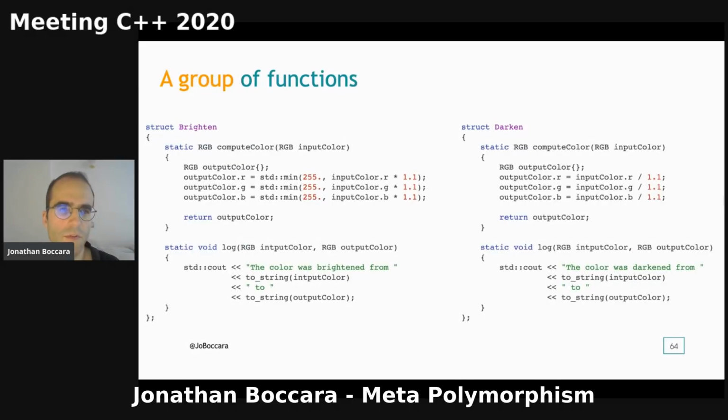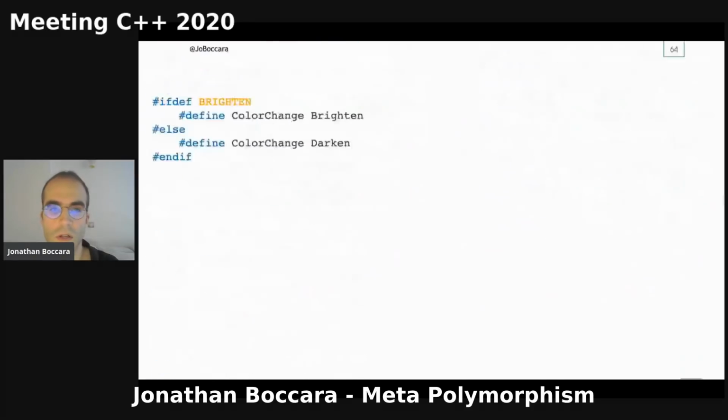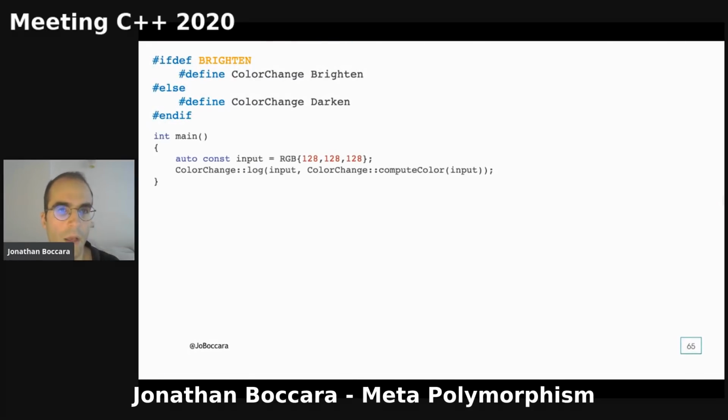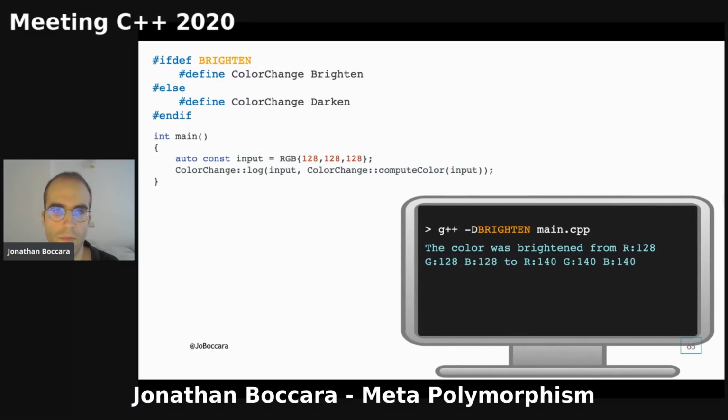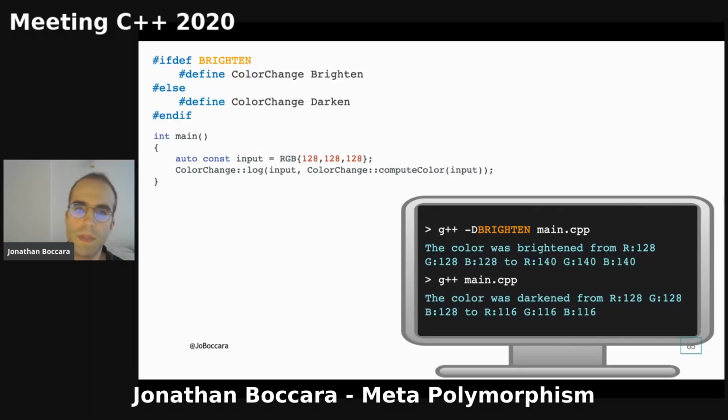Same thing with a group of functions. We can group functions into a type by having them as static functions. So we can have a struct brighten with static functions and a struct darken with static functions, and we'd have the same macro mechanism where we would pass the brighten variable or not, and we would have the output that would be different, right?